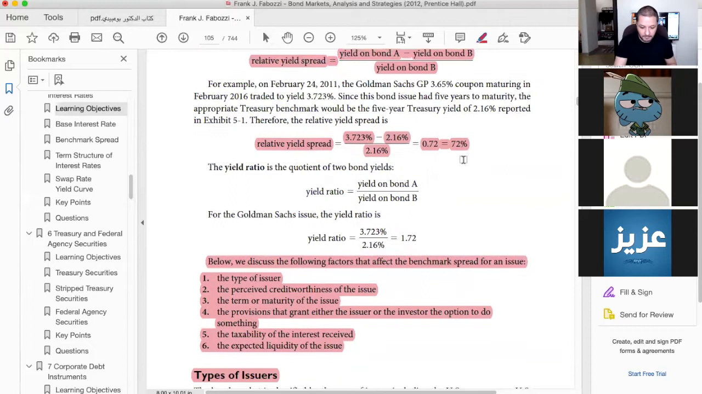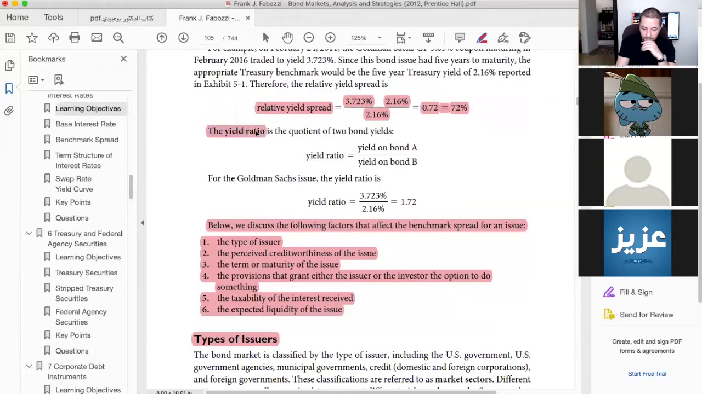Now, the yield ratio is equal to the yield on bond A, which is the Goldman Sachs yield, divided by the yield on bond B, which is the US Treasury yield, so equal to 1.72. So this is the way we can compute the spread. We have the spread in terms of basis points, the relative spread, and the yield ratio. Okay, guys, so let's try to do an exercise.